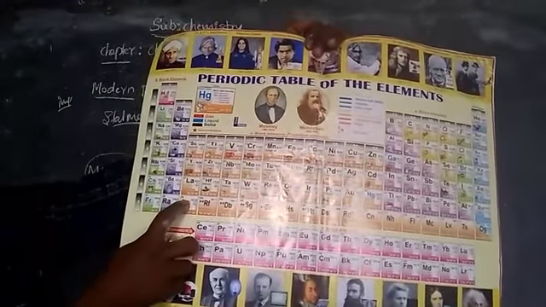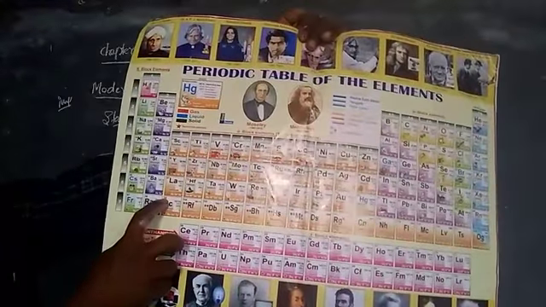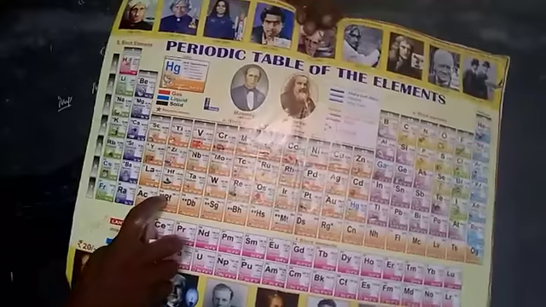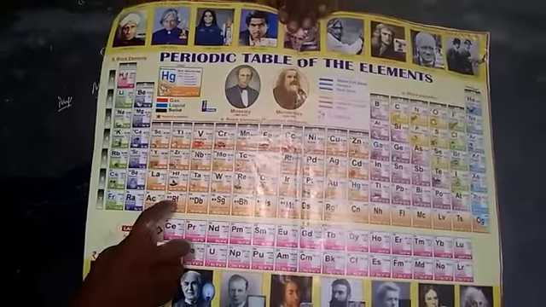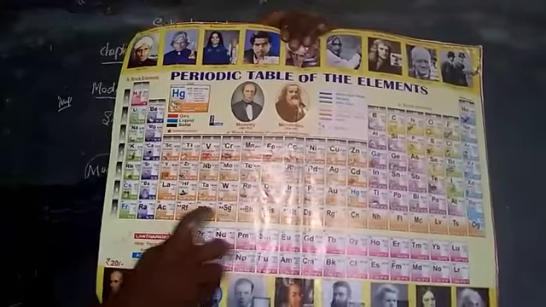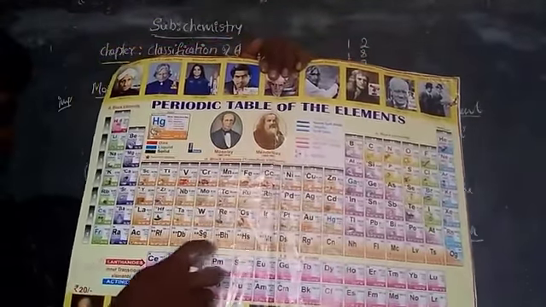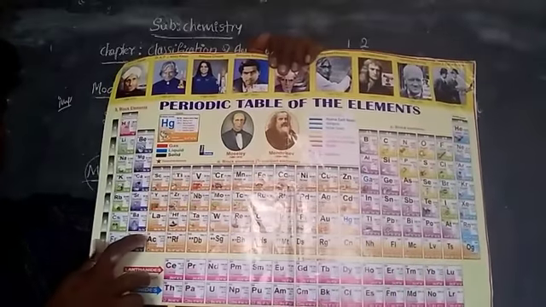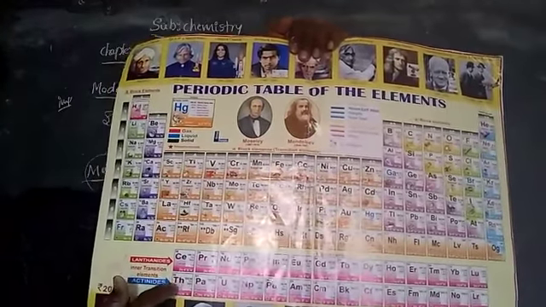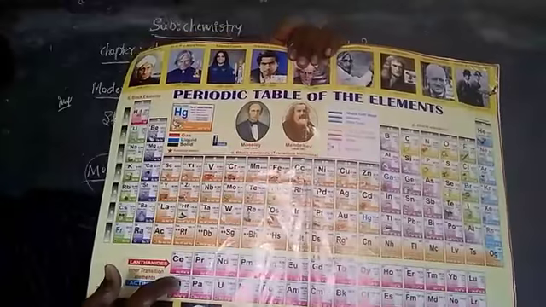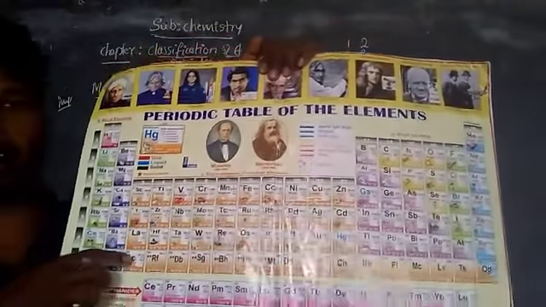Then actinium is 89, see here, 89. So after 89 there is 104, because these are rare elements, meaning man-made elements, we are still investigating these elements. So after 89 here there is 90. Therefore this is the continuation of actinium.